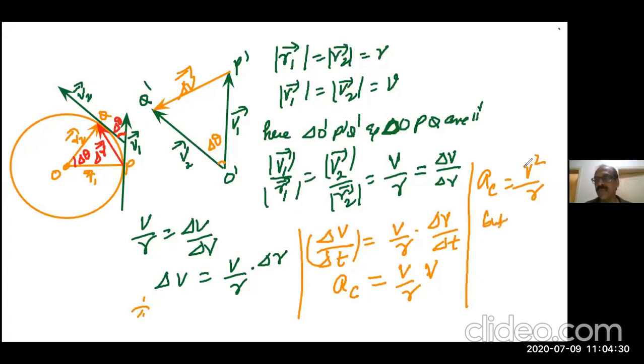But this V squared by R, V is equal to R omega. This we already proved in the previous derivation. Substitute here. AC is equal to R squared omega squared by R, or AC is equal to R omega squared.